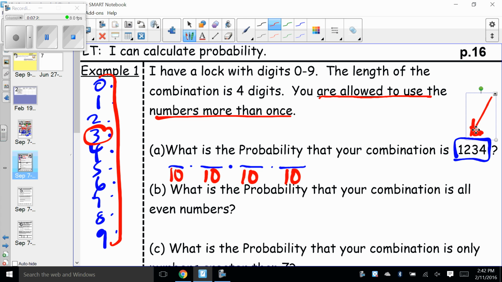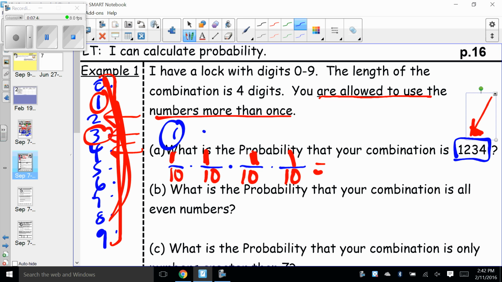The chance that I get a 1 in the first spot is a 1 out of 10 chance. What's the chance that I get a 2 in the second spot? I have a 1 out of 10 chance of getting a 2 in the second spot. What's the chance I get a 3 in the third spot? A 1 out of 10 chance. And a 4, a 1 out of 10 chance. So the chance that I get a 1 in this spot, a 2 in that spot, a 3 in that spot, a 4 in that spot, each of those is a 1 out of 10 chance.